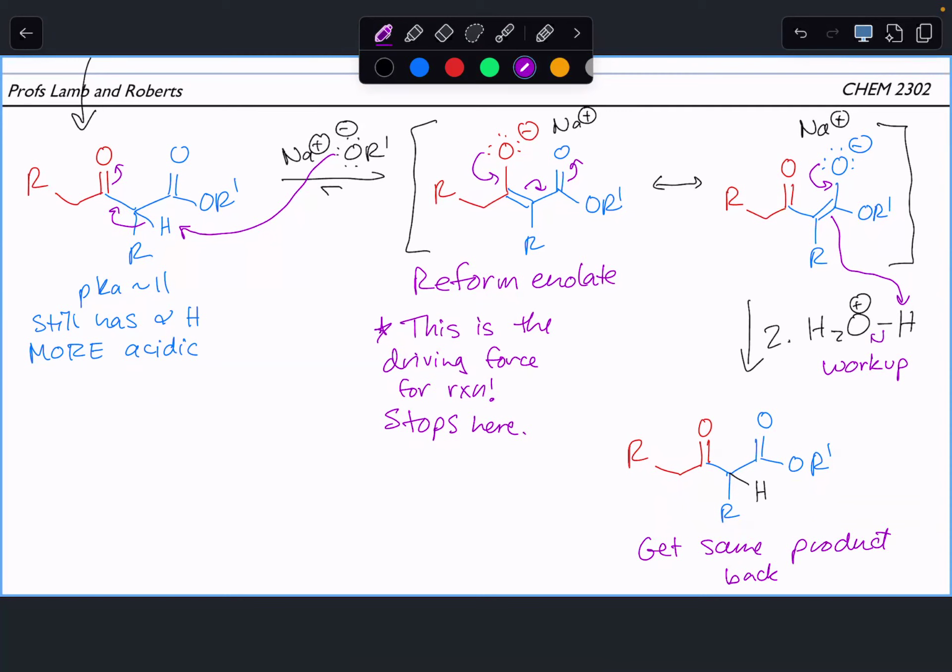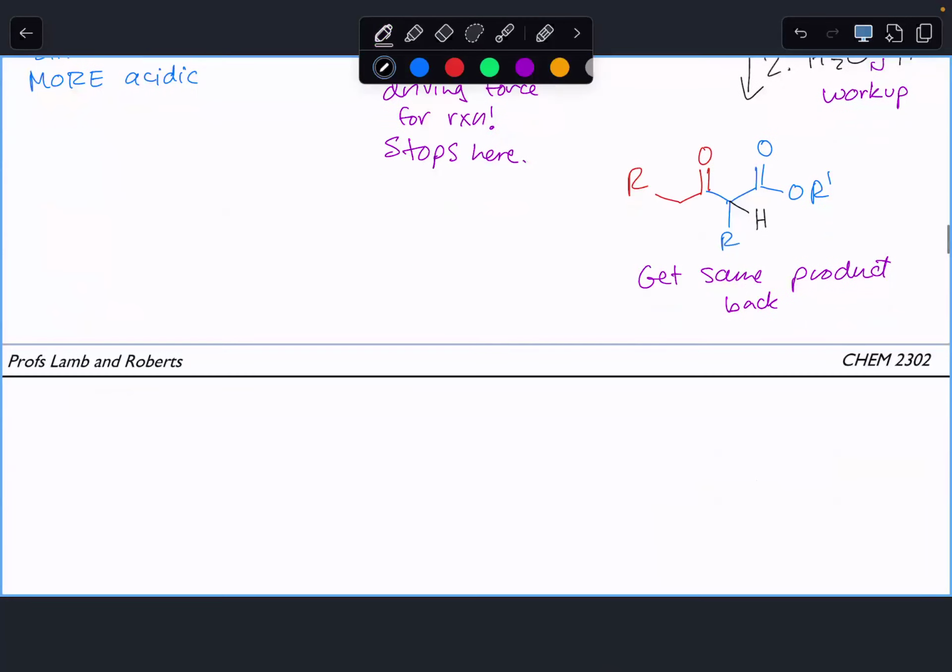You just got to know that by looking at pKas, right? If you have a more acidic proton, it's definitely going to get deprotonated first, right? So it has to do that at the end. Okay, so because that last step is the driving force of the reaction, if you cannot do that last step, the reaction doesn't happen. Okay, so let's look at an example of that.